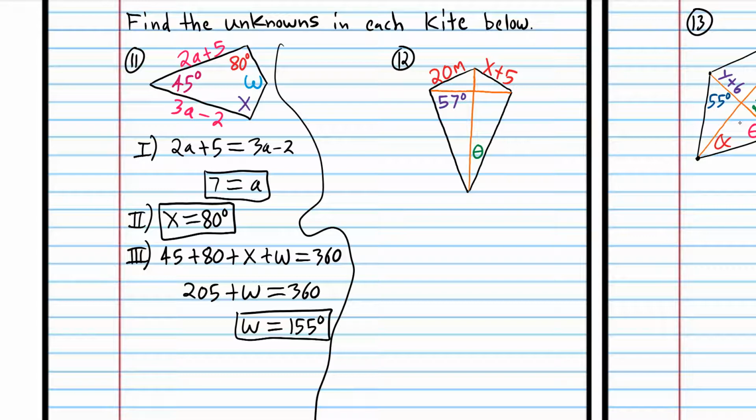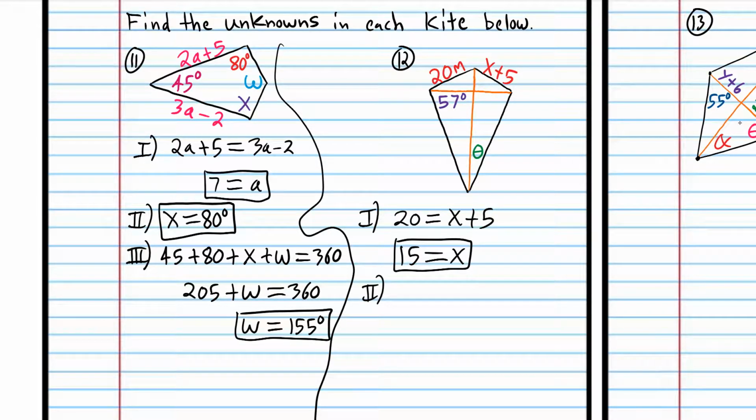So number 12, we know that these two sides are congruent because that's just the definition of a kite. So 20 is equal to x plus 5, x is equal to 15. And step 2, we have that theorem that tells us that this angle is bisected. So that means if this angle here is theta, this angle must also be theta.